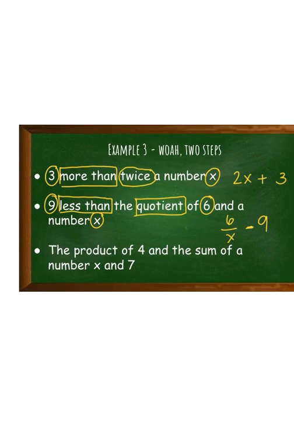All right, so the product of 4 and the sum of a number x and 7. So we've got 4, x, and 7. Okay? Keywords here, product and sum. So it's the product of 4, so we're going to write 4 times the sum of x and 7. Now, we know that the sum means addition, x plus 7, okay? But it's the product of everything times this.